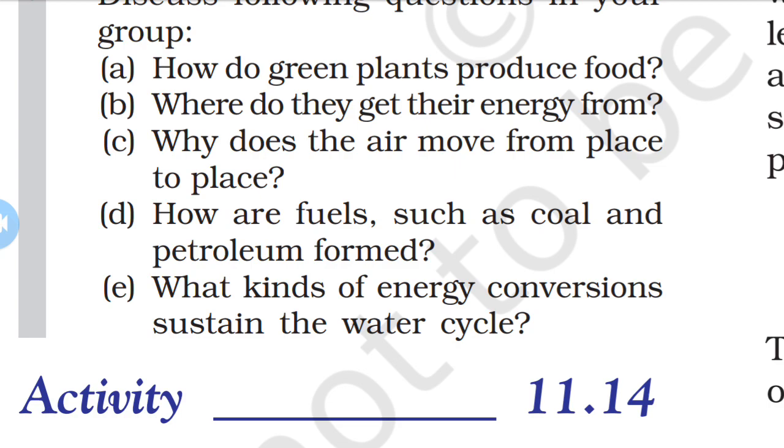Second question, where do they get their energy from? The green plants get energy from the sun. Question C, why does the air move from place to place? The surface of the earth and the surrounding air get heated up due to the solar energy, and as a result a difference in pressure is created at various places on the earth, and due to this difference in pressure air moves from place to place.